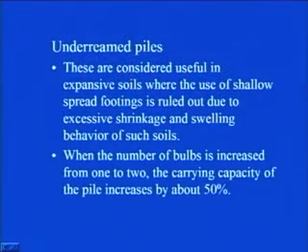When the number of bulbs is increased from 1 to 2, the carrying capacity of the pile increases by about 50%. This is just a rough idea. It is not a hard and fast rule that it will increase by 50%. It will all depend upon the type of soil surrounding the pile, and what the bulb diameter is or what exactly the spacing is. So, all these things you have to design in case of underreamed piles.